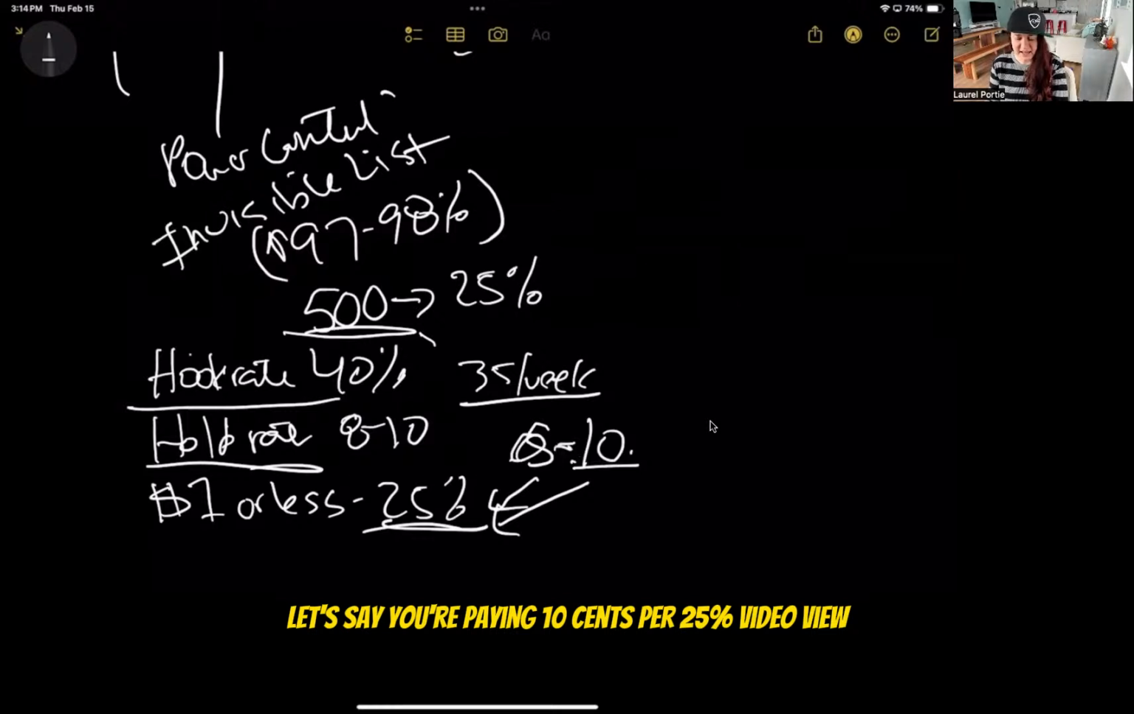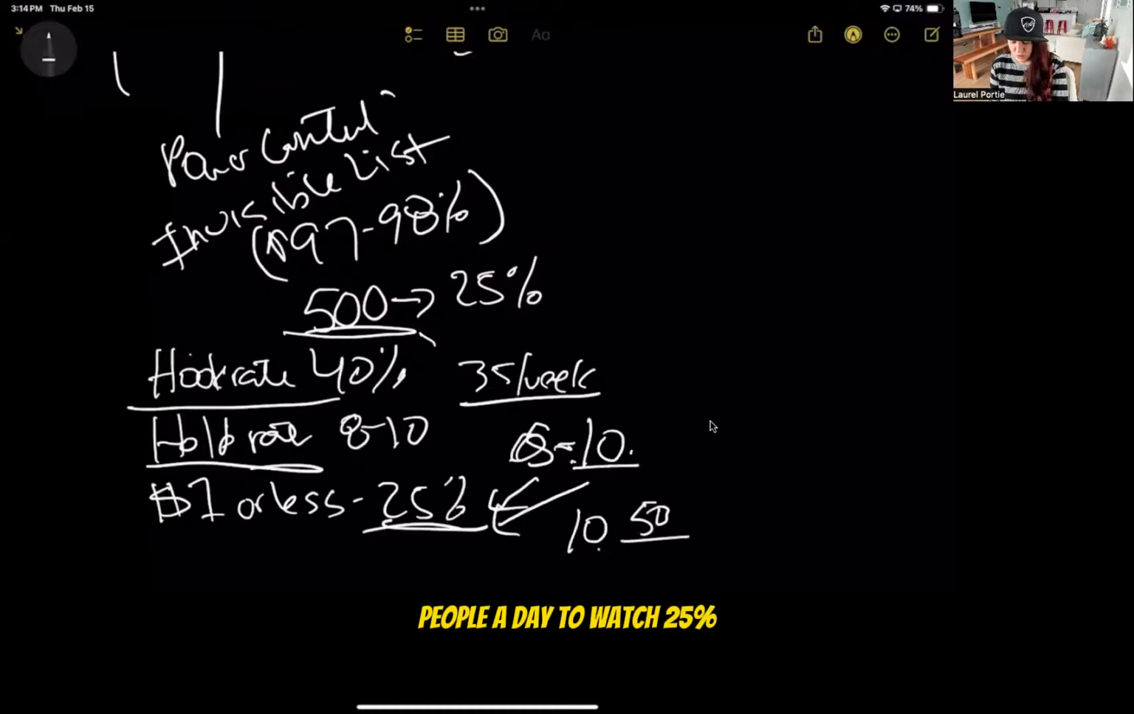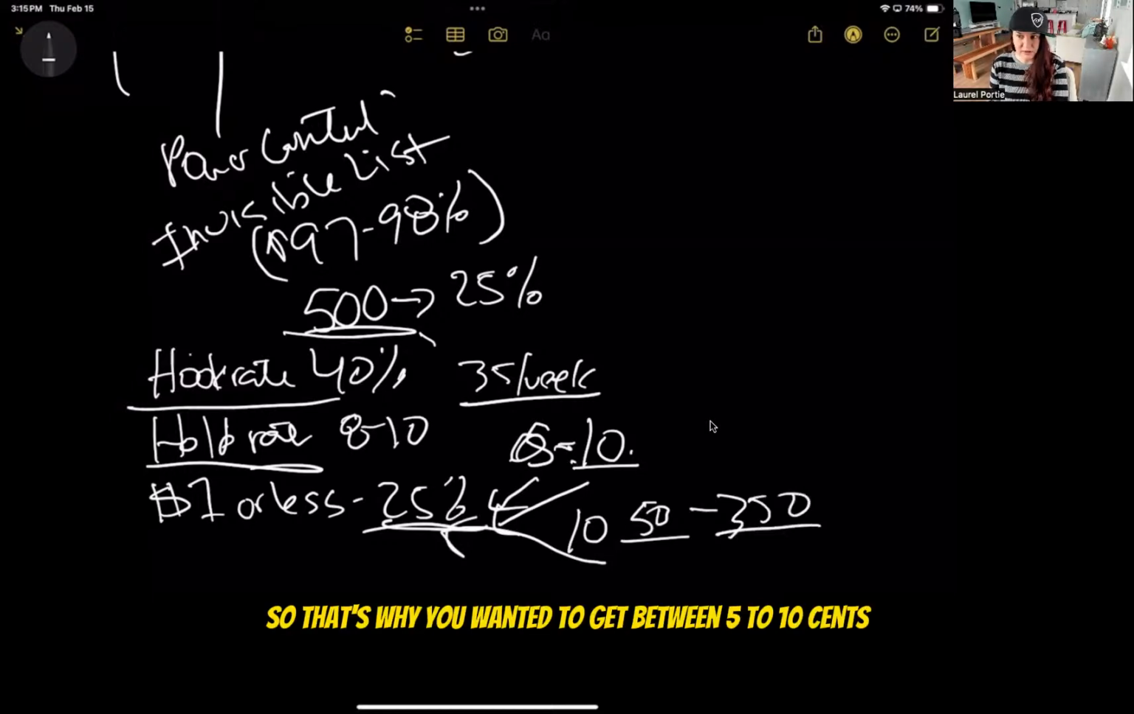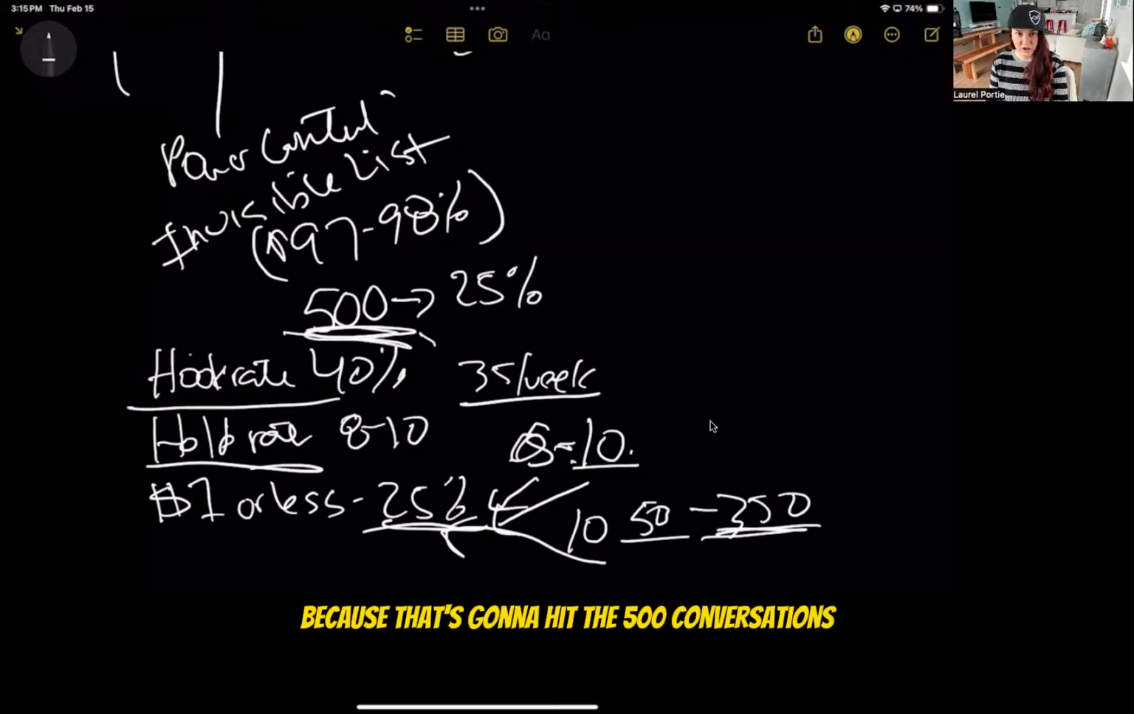Let's say you're paying 10 cents per 25% video view. Every single day, you are going to get 10 people per dollar. So that's 50 people a day to watch 25%. So that's going to be 350 a week. That's why you wanted to get between 5 to 10 cents, because 350 is close to 500, I'll take it. But that's why I want to say that you want to try to get that 25% view between 5 to 10 cents, because that's going to hit the 500 conversations.